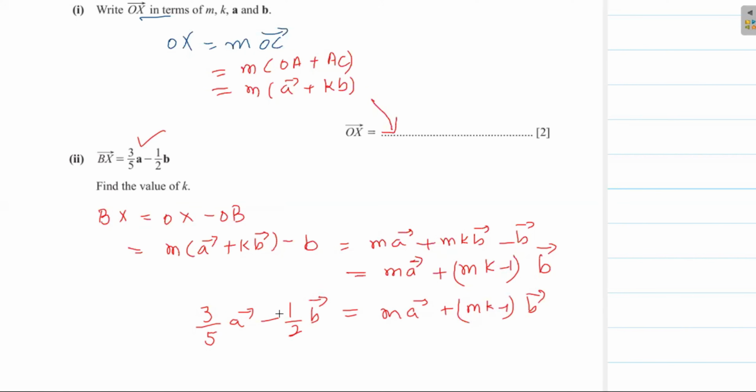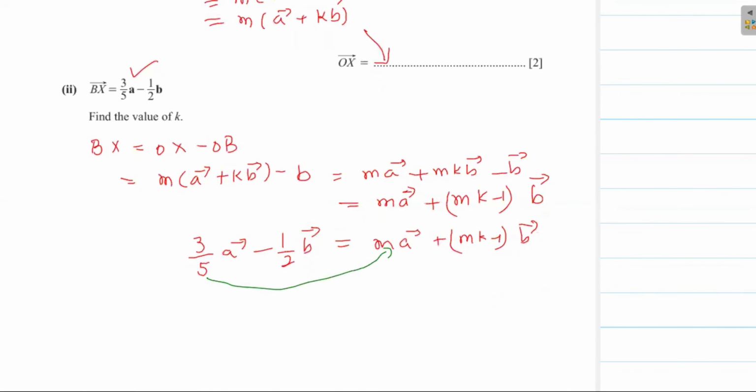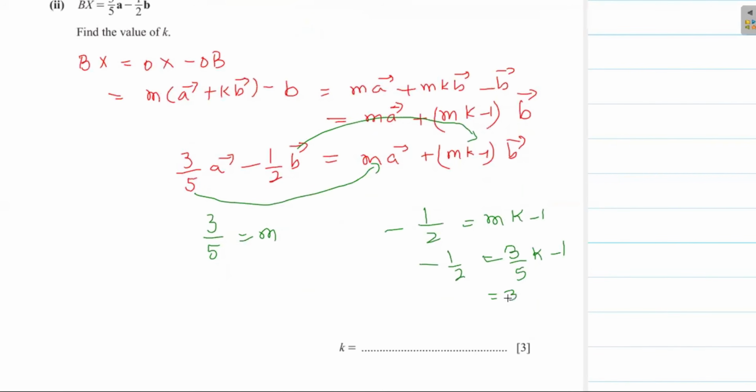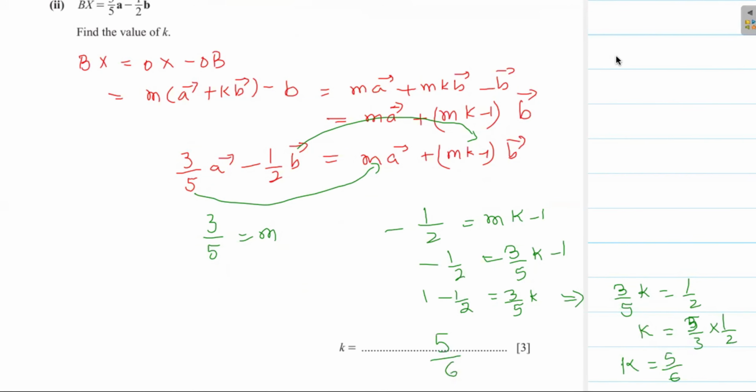It means when we compare the coefficient of a, that will be 3 over 5 equal to m, and the coefficient of b, minus 1 over 2 equal to mk minus 1. Now we put the value of m here as 3 over 5, and k is written as it is, minus 1 equals minus 1 over 2. Now we can write it as 3 over 5 k equal to 1 minus 1 over 2, and that's equal to 3 over 5 k equal to 1 over 2. Now k will be equal to 5 over 3 multiplied by 1 over 2. Now we can write it as 5 over 6. And we write here 5 over 6 is the answer of this part.